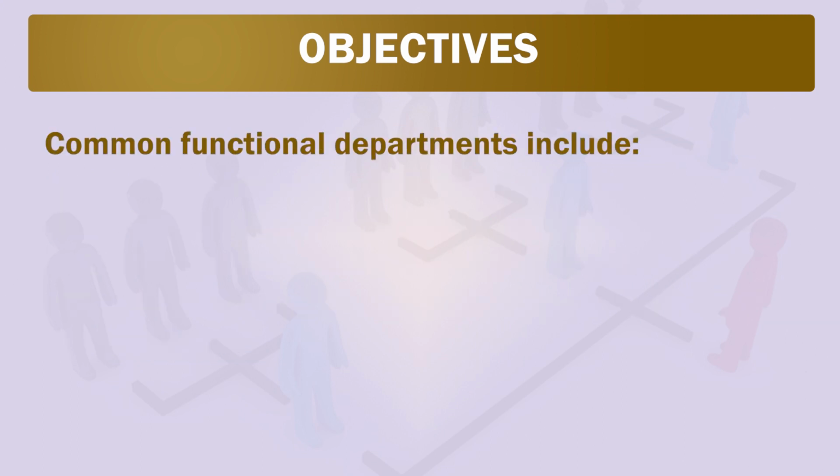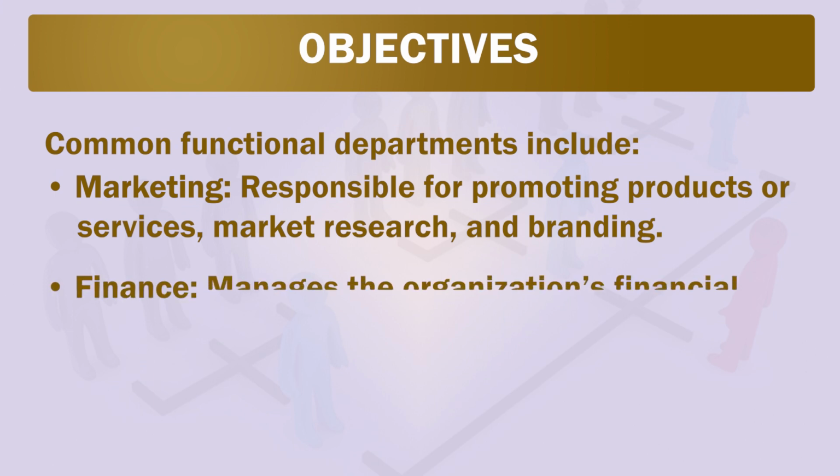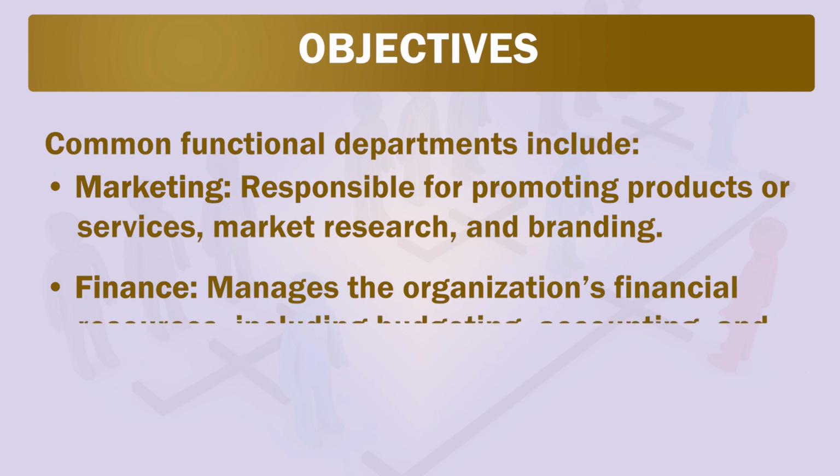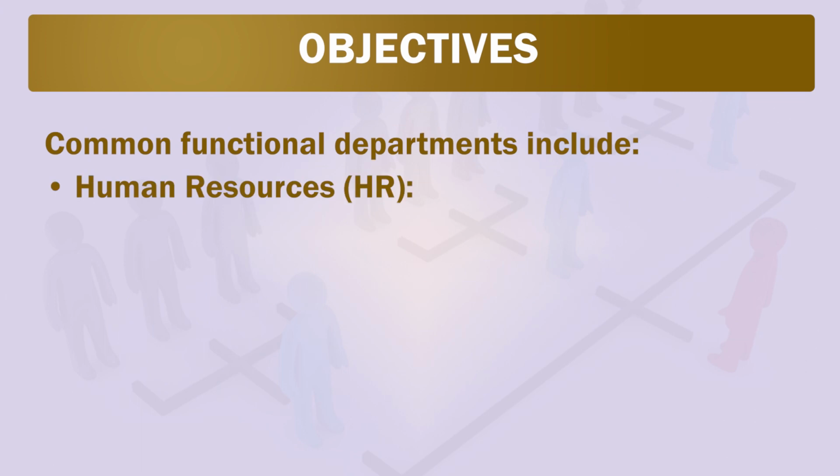Common functional departments include number 1, marketing. Now, what is marketing? Marketing is responsible for promotion of the products and services, market research, branding, advertising, promotion and so on. Second is finance. Finance manages the organization's financial resources including budgeting, accounting, financial planning and the overall management of the funds, right?